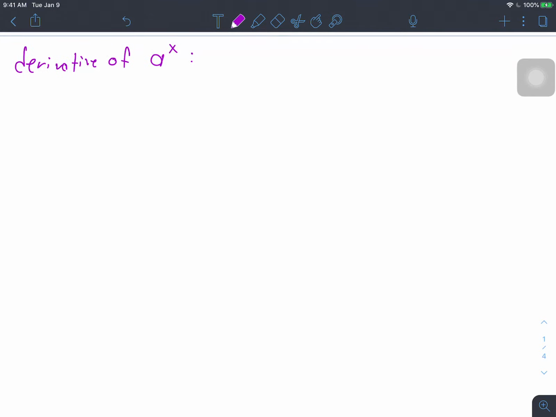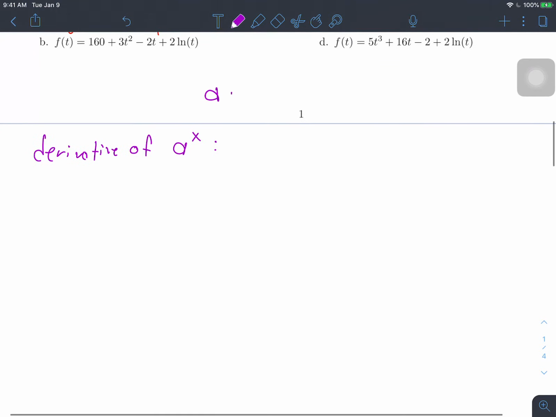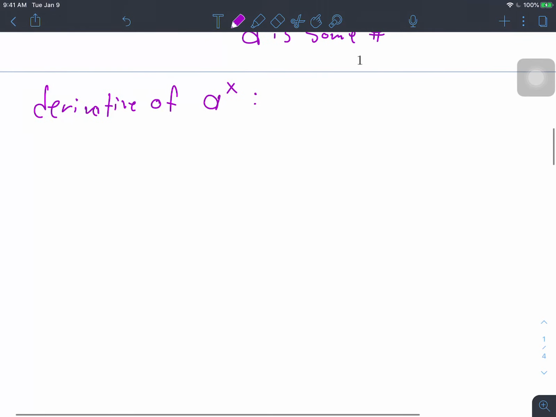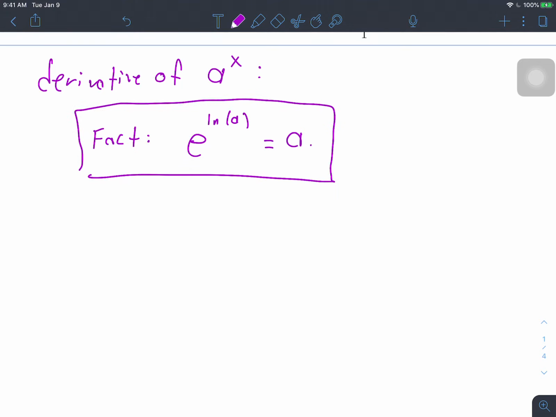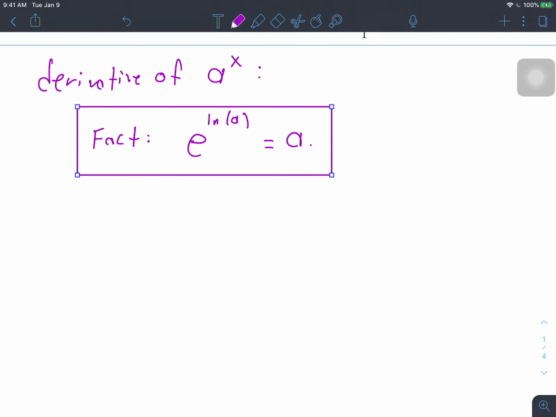So if a is some number, maybe I should write that. A is some number. Then what would I get if I did e to the ln of a? A, just a, yep. So, this is a fact. And that's the fact that we're going to use to prove this rule.